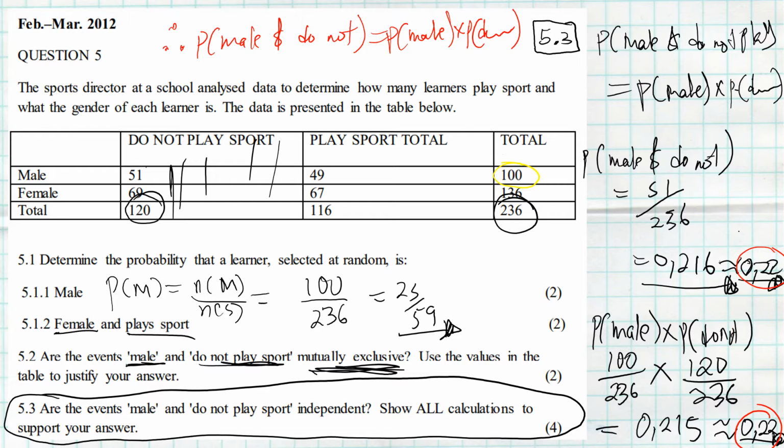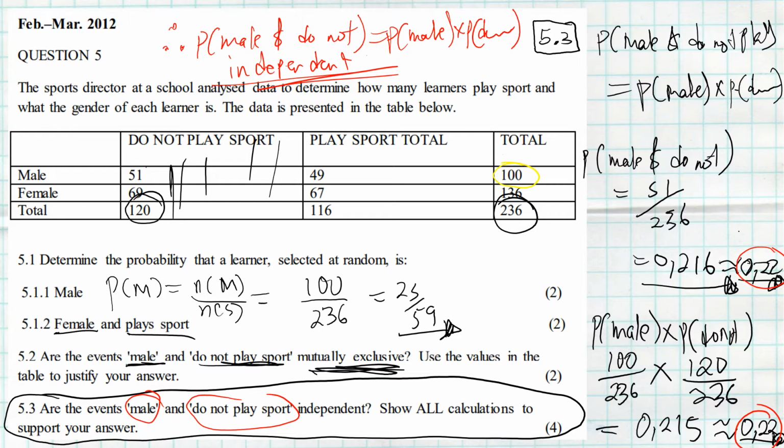Then what does it imply? It implies that the events male and do not play sport are independent. What does this mean in real life? It means that the fact that you are a male does not necessarily tell us that you do not play sport. Or rather, the fact that you do not play sport does not actually tell us your gender, right? We can't say that because someone does not play sport, that person is a male. We have females who are not playing sports, right?